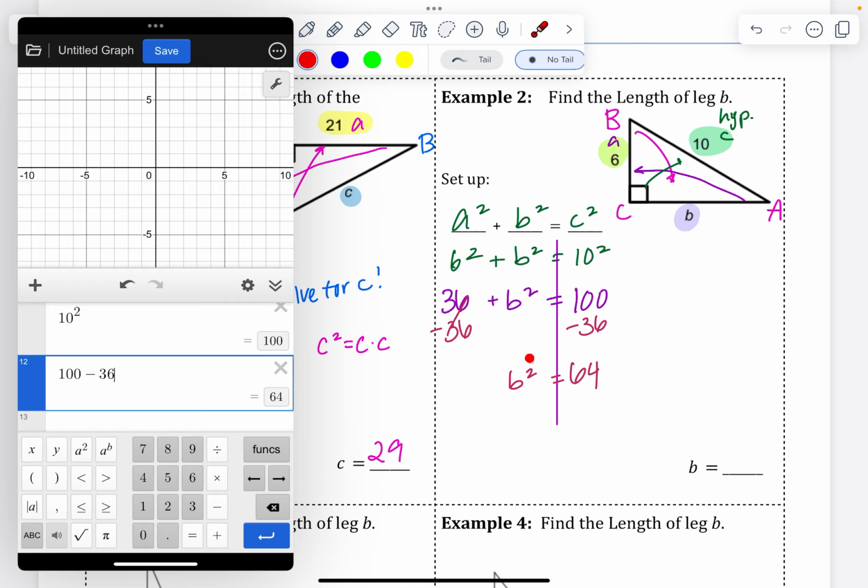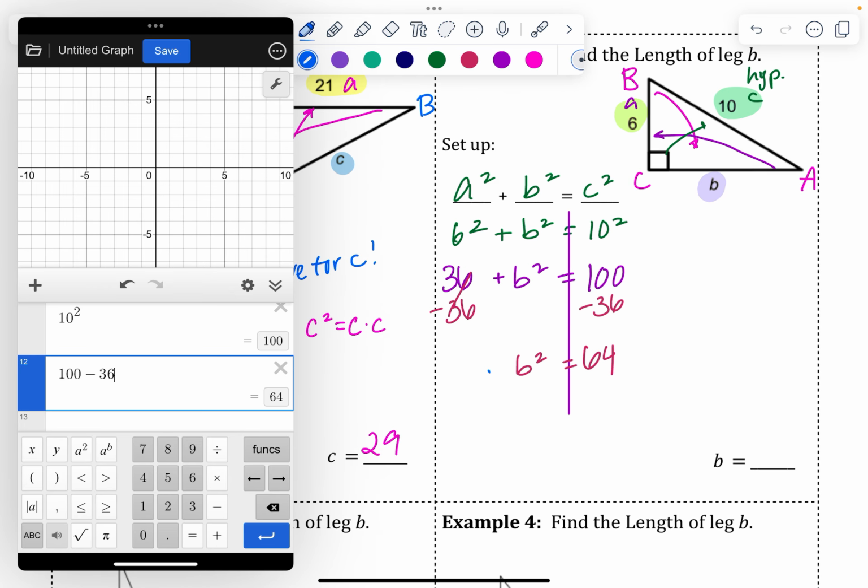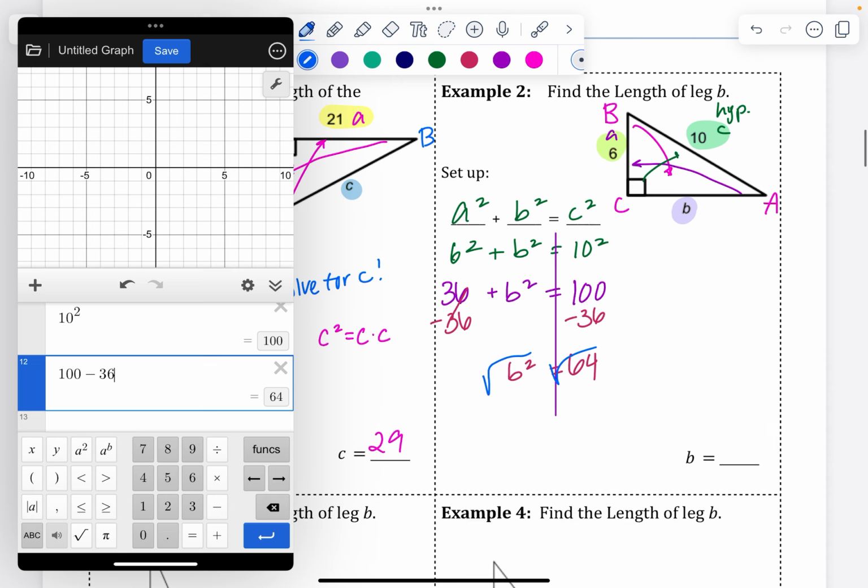And again, this is where it comes into play. I have B squared. I need to take away one of the B's, so I have to take the square root of both sides. From here, I'm going to take the square root of both sides. So really, you're trying to solve the square root of 64, and that gives you a value of 8. So here is the answer.